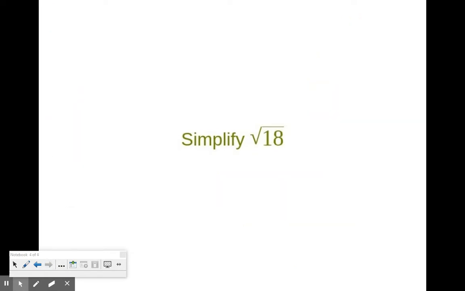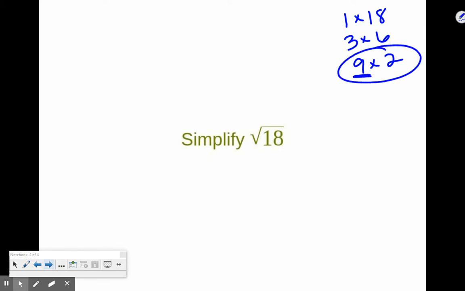All right, the next one here, let's do 18. Same thing, we're going to start by finding all of those numbers that can multiply to give us 18. 1 times 18, 3 times 6, 9 times 2. Am I missing any? Sometimes I do. I think I'm good. And I notice, are there any perfect squares? Yes. 9 is a perfect square number, so I'm going to use 9 times 2. So I'm going to rewrite this as the square root of 9 times 2. I'm going to separate them out: square root of 9, square root of 2.